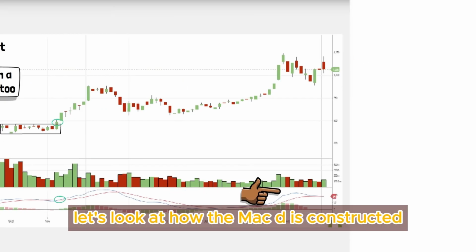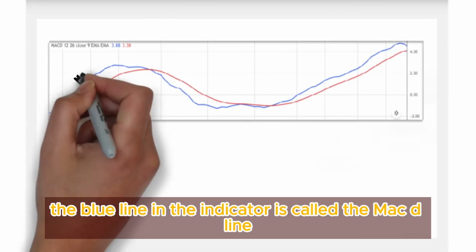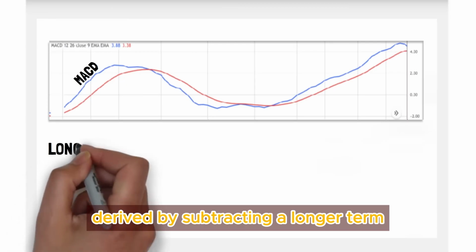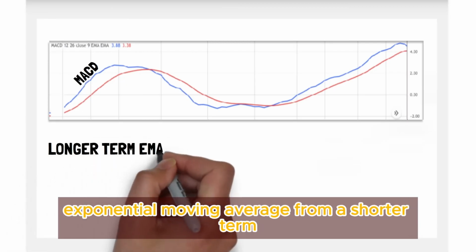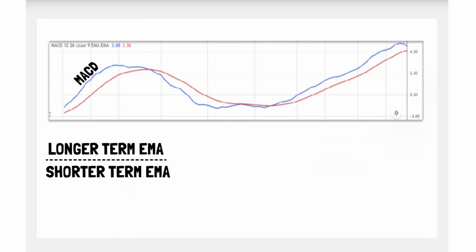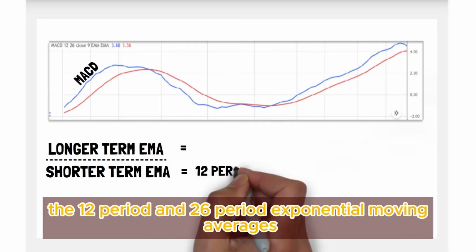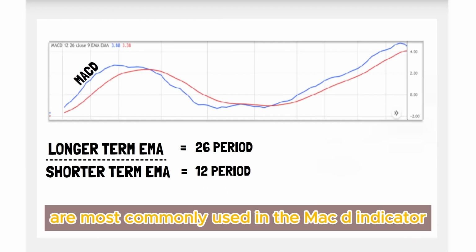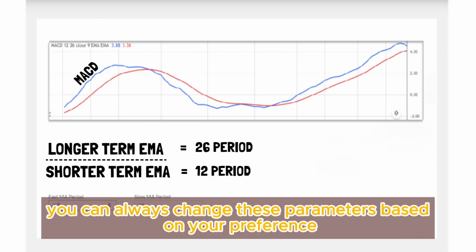Let's look at how the MACD is constructed. The blue line in the indicator is called the MACD line, which is plotted using the values derived by subtracting a longer-term exponential moving average from a shorter-term exponential moving average of the price. The 12-period and 26-period exponential moving averages are most commonly used in the MACD indicator. You can always change these parameters based on your preference.